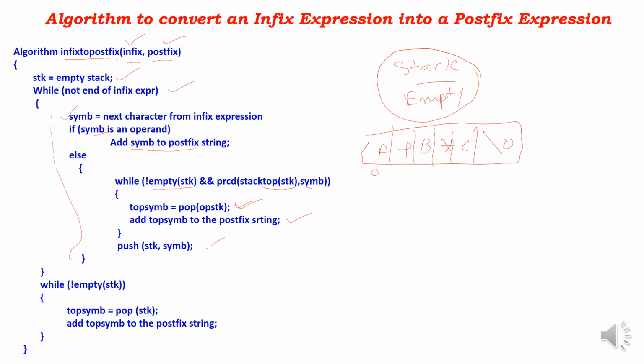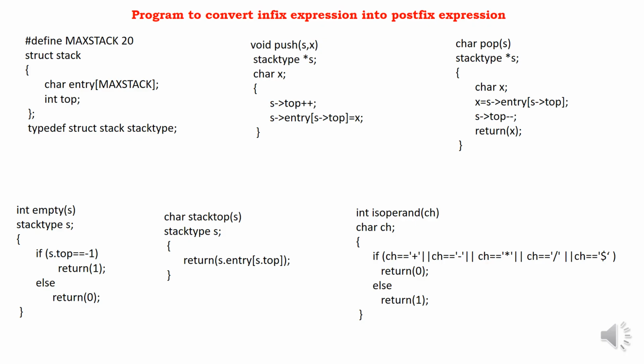This procedure is repeated for all the characters of the input expression. Finally, once you reach backslash 0, all the characters that are available in the stack, until the stack is empty, you pop all of them and add them one by one to the postfix expression. So this is the algorithm. Again, let me explain the complete program: the C program to convert an infix expression into a postfix expression.